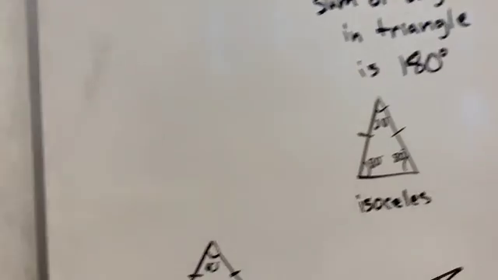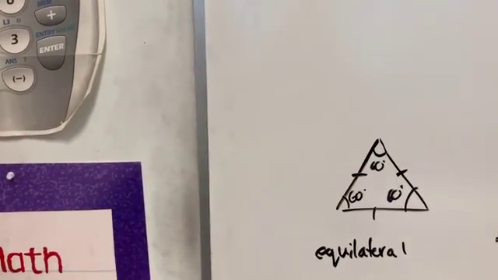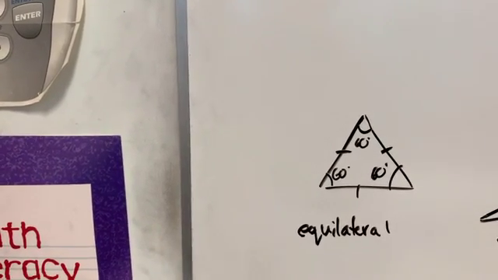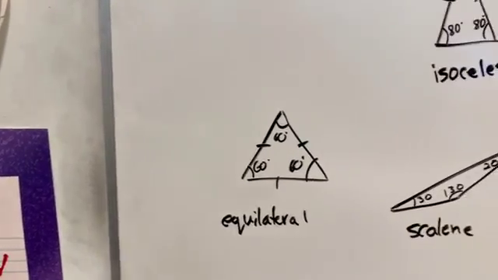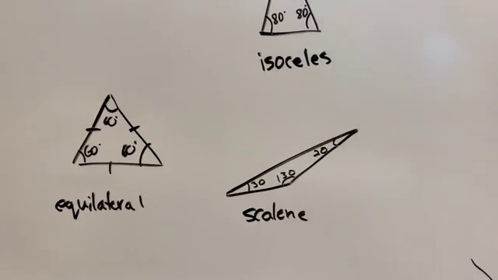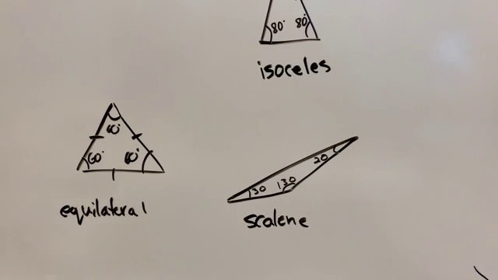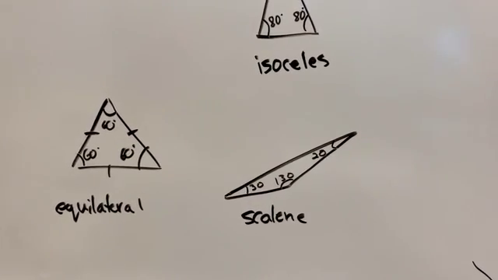You also have a real simple triangle called the equilateral triangle. And in that case, if all 3 sides are the same, it means all 3 angles are also the same, and they would have to be 60, 60, 60. And the last one is called scalene, which means the sides and angles could be anything. And so in this case, I've given you 130, 30, and 20, and 3 different measurements on sides as well.